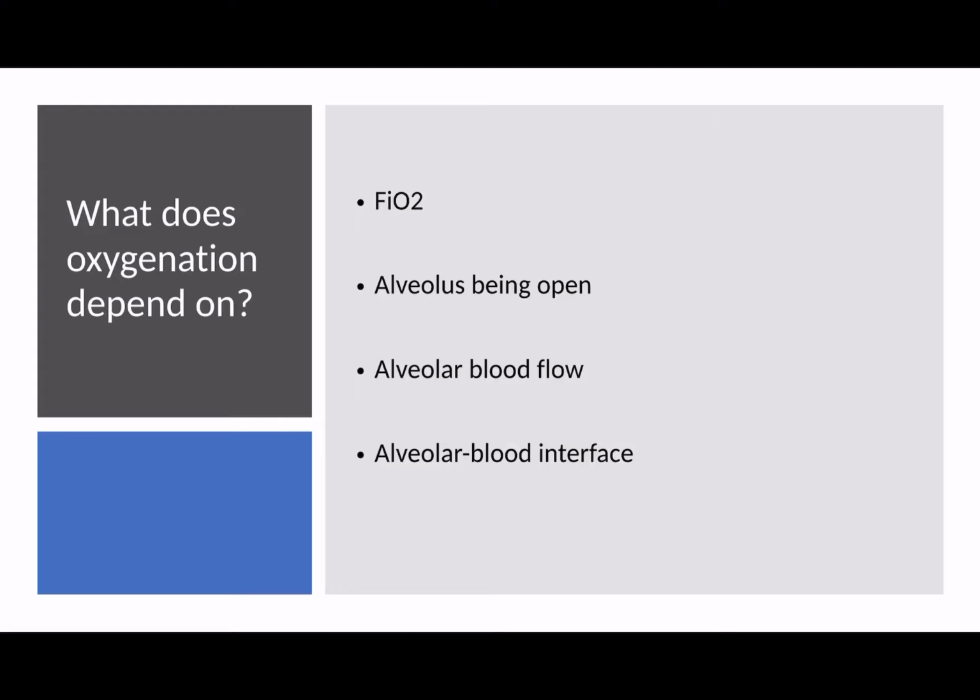Alveolar blood flow is something that is often forgotten, and improving a patient's cardiac output and reducing the amount of pulmonary vascular resistance is vital to maximizing a patient's oxygenation ability. And the final thing is improving the alveolar blood interface. This is often the reason why patients are hypoxic when they come to intensive care. And usually it's a matter of reducing the amount of fluid on the lungs, especially if they've got left ventricular failure and pulmonary edema, or by reducing the amount of infection through giving patients antibiotics and clearing the chest with chest physio.